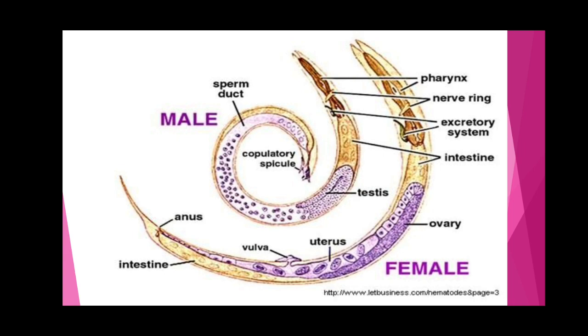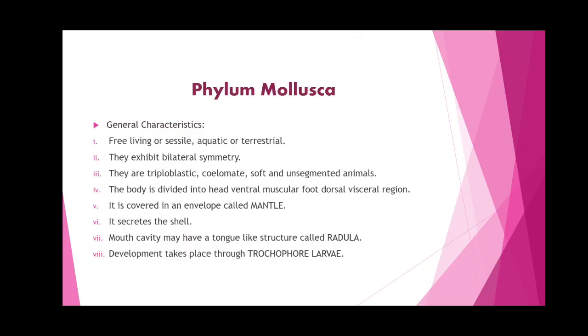And in the same way, testes are the male reproductive structures, where sperms are produced. And they also have the copulatory organs, which are the structures for mating. So, this was the example of the phylum Nematoda.